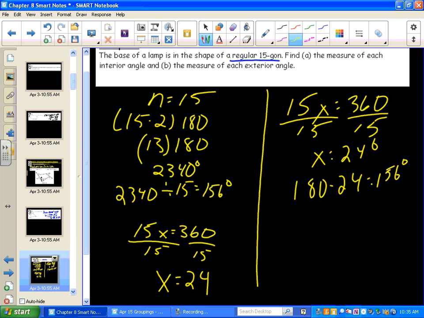Oh, subtract 20, because an exterior angle is what with an interior? Linear pair, which means it's supplementary. So that's why we can do 180 minus 24. Okay? Questions on that?